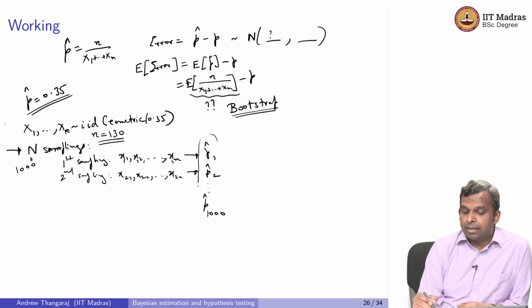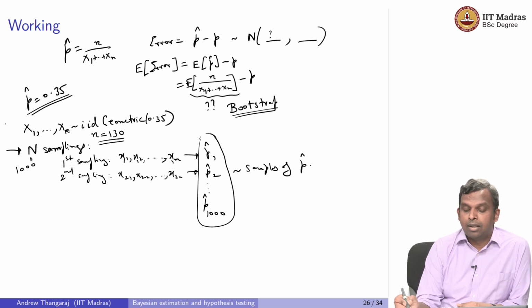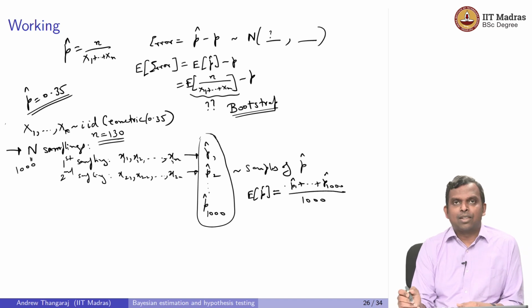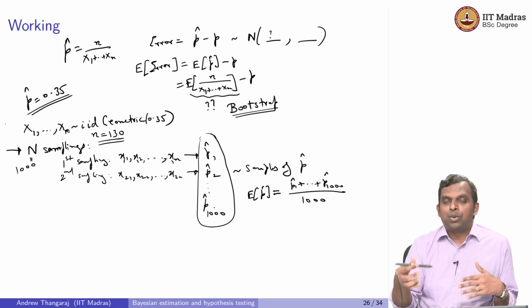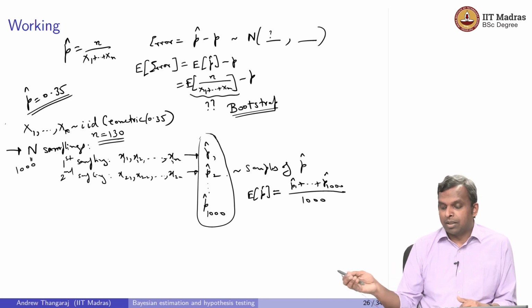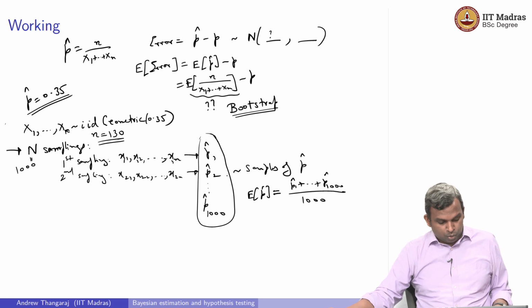Okay. So because all of these are independent, these are like samples of p hat. So you treat these as samples of p hat. If you want to find the expected value of p hat, a good approximation is p hat 1 plus through p hat 1000 divided by 1000, things like that. So you just think of these as samples and you use whatever you want to do from here. So this is called the Bootstrap. So let's do the Bootstrap now.